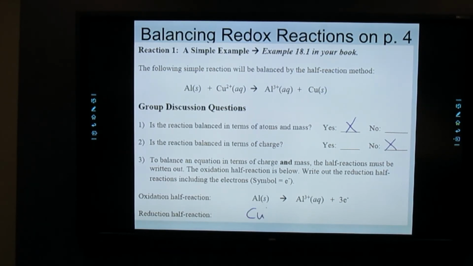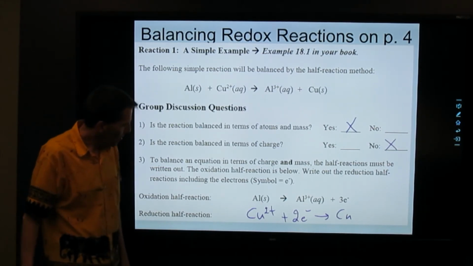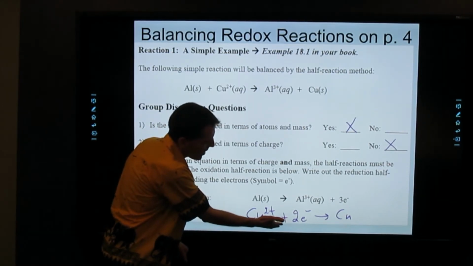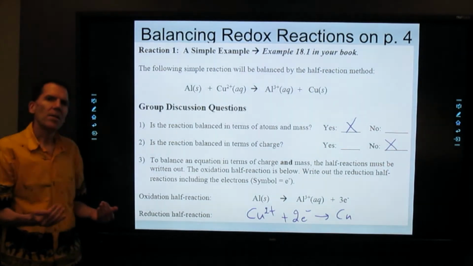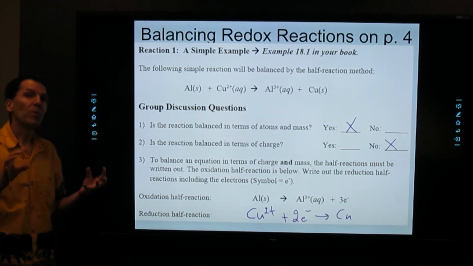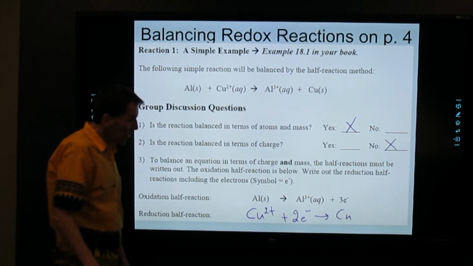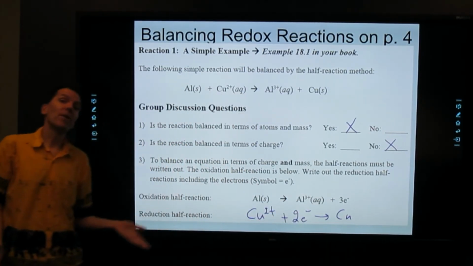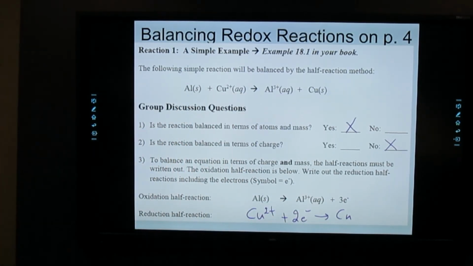So here is the copper half reaction. Copper is being reduced. I didn't put my phase symbols on there, but that's okay, I'll put them on the next slide. So copper is gaining 2 electrons. They would go on the reactant side because they're going in the reactants. When we balance this in a moment, you see we've got a 3 there and a 2 there. We have to make those the same, like common denominators.